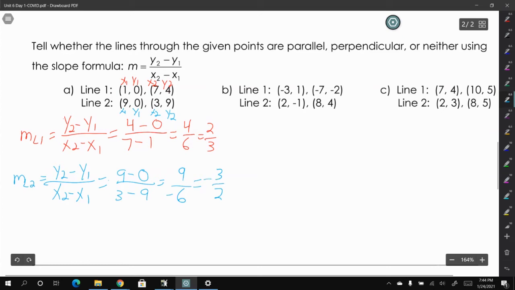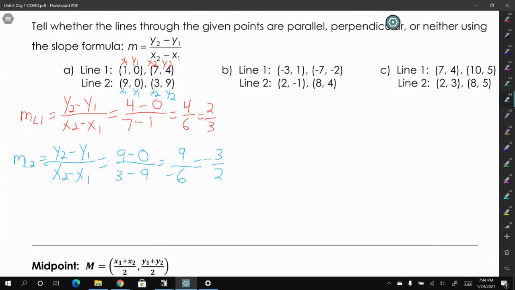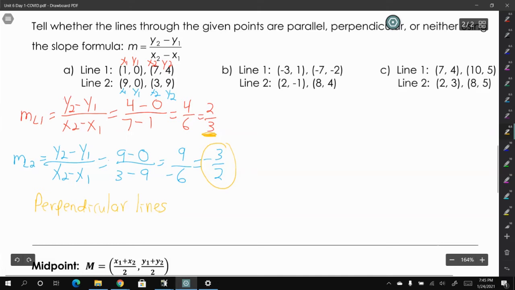So if I look at those 2 slopes, it doesn't matter which one you start with. I could look at my blue one right here and say, well, if I flip the fraction, 2 on top and 3 on the bottom, and I change the sign from negative to positive, do I get what I have up here? And the answer is yes. So these are perpendicular lines. And like I said, this one is the hardest one to see, is perpendicular lines.